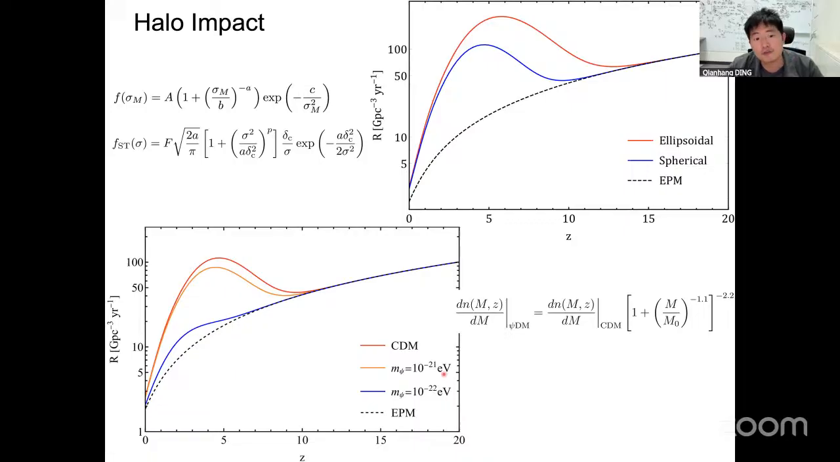Therefore, just from this PBH merger rate with redshift, it will tell us what the formation history of our dark matter halo is, and it will tell us which kind of dark matter halo collapse this formation history corresponds to, spherical or ellipsoidal, or whether it corresponds to cold dark matter or to fuzzy dark matter.